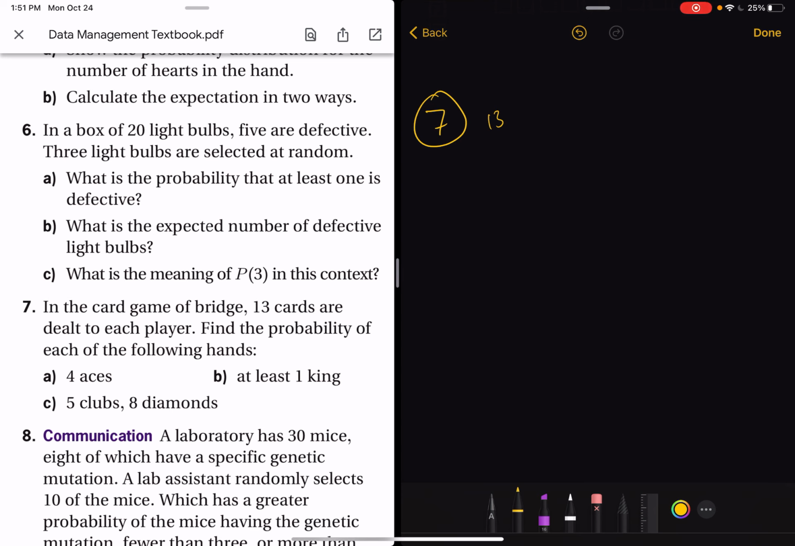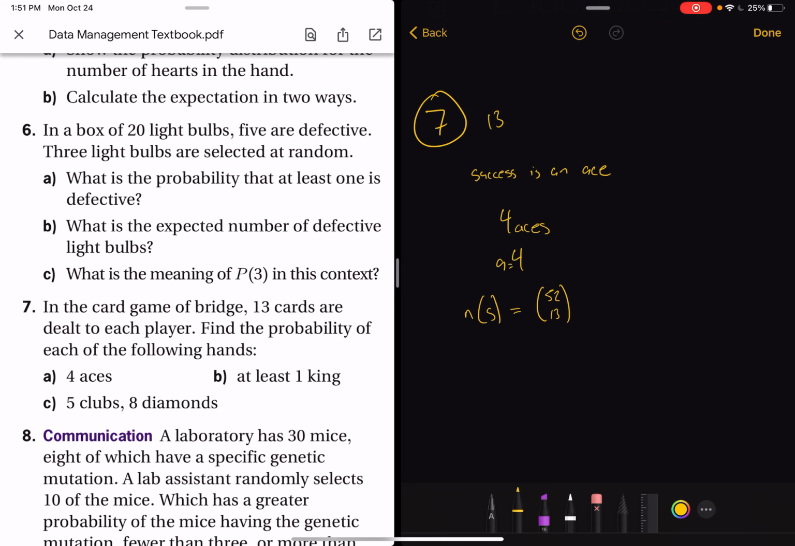Okay, so how many aces are available? We say a success is an ace, so we're going to say 4 aces. Available successes is 4. So essentially, what's n of S? Well, it's essentially 52 choose 13.